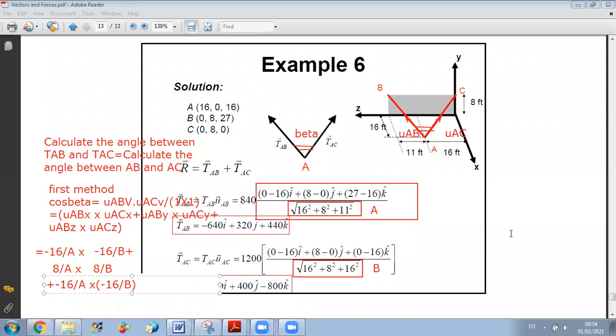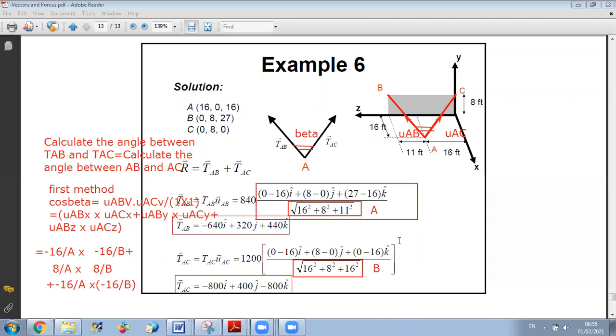Okay, and try to do the formula. If you do the formula on TAB, TAC, you will get the same result. Why? Because if you do TAB dot TAC, you should divide at the end by the magnitude of TAB and the magnitude of TAC. So you will get exactly the same result as we did here. Any question?